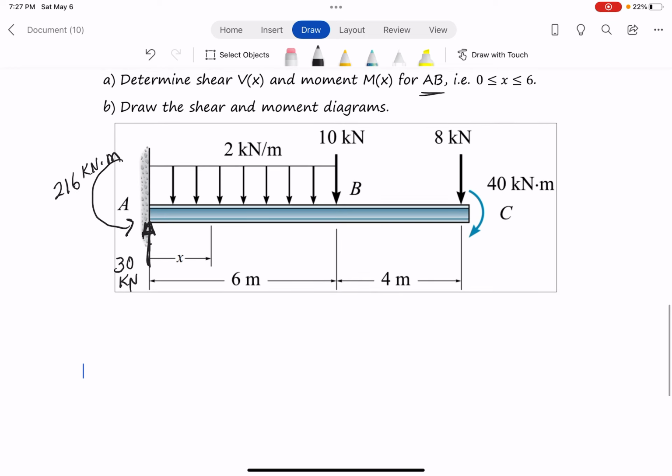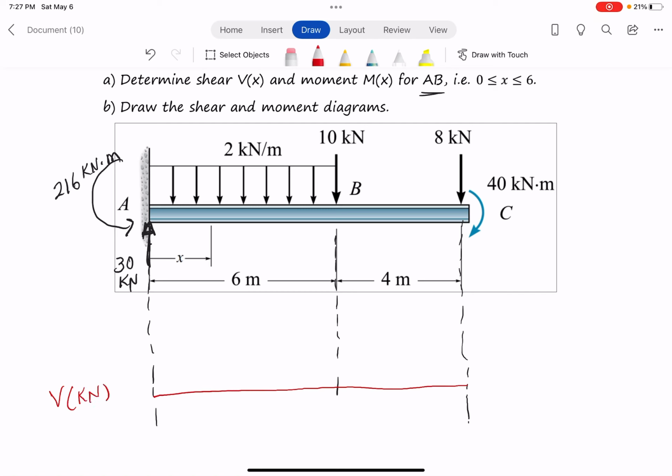Let's do the simplest one. Drawing a shear diagram is very simple. You just extend the lines where you have change in loading. You always have to put that this is the shear. You have to put shear V, and you have to put the unit kilonewton. Okay, you start from 0.